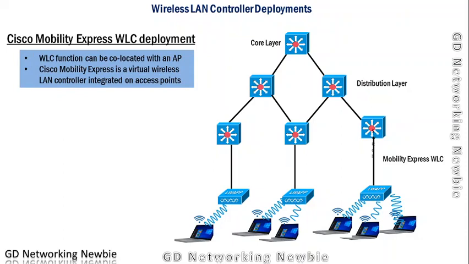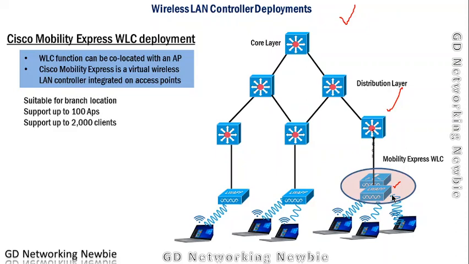The last one is the Cisco Mobility Express WLC deployment. Here, the WLC functions can be co-located with an access point. We saw the controller with the switch before, and now it is co-located with the access point itself. Cisco Mobility Express is a virtual wireless LAN controller integrated on the access point. This is suitable for a branch location, and supports up to 100 access points and up to 2,000 clients. All this information is available on the Cisco website.